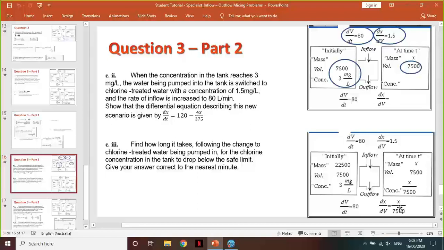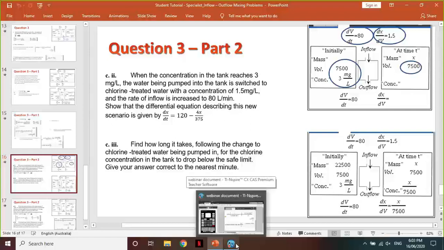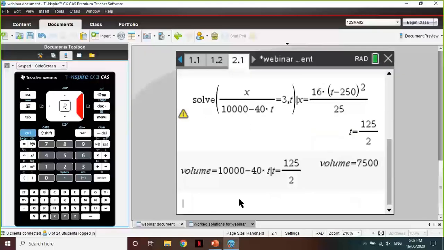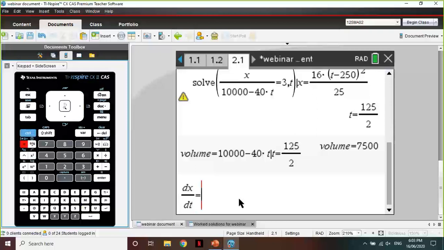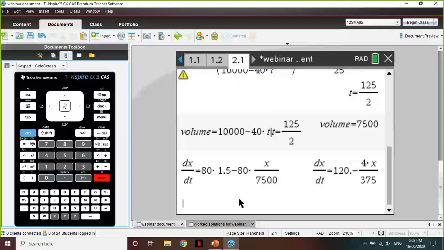Now, we may need to solve the differential equation again. So what we can do is a bit of hard work and work out the initial mass in our tank. Just like before, we've got the volume and the concentration, so we can multiply these two together to get our initial mass in the tank when that change occurs. So when figuring out our DE now, just like before, we look at the inflow minus the outflow. So we had dx on dt equals our inflow, 80 times 1.5, minus 80 times x over 7,500. And that is the differential equation that we wanted to show.